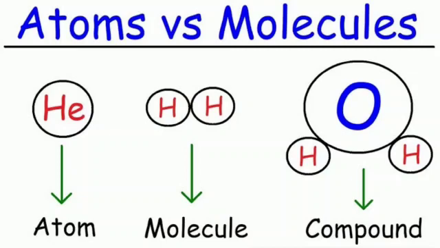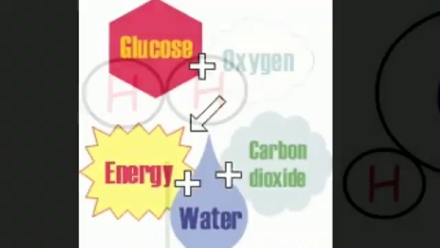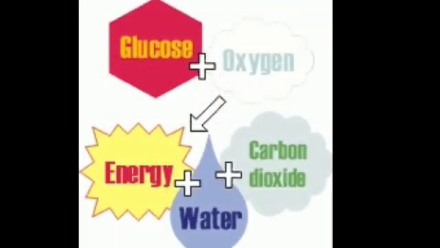Then we studied how matter changes. When one kind of matter changes into another kind of matter, the process is called a chemical reaction, and this change is called a chemical change. We discussed burning as a chemical reaction and photosynthesis as a chemical reaction. Today we are going to discuss respiration as a chemical reaction. So we studied that in chemical reactions new substances are formed. So let's see how respiration is a chemical reaction.